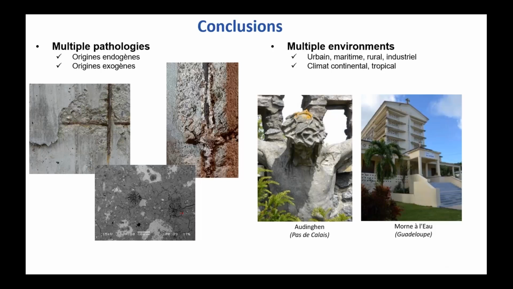We have multiple pathologies, but also multiple environments: urban, seashore, rural. We have different types of climates, continental ones, but we also have islands, the French islands in the Caribbean areas, for example, with other issues with earthquakes, with also much higher temperature and humidity.